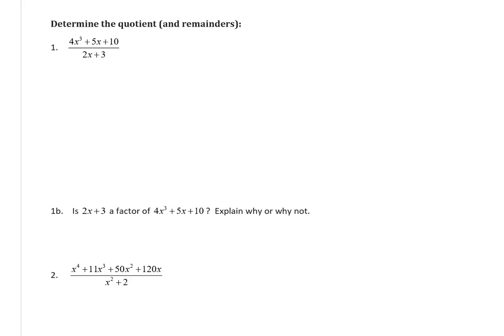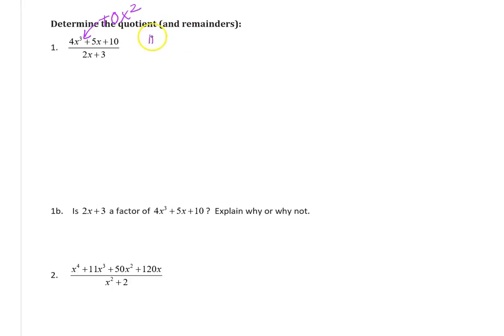If we're dividing something like 4x cubed plus 5x plus 10 divided by 2x plus 3, we've got to think of a couple things. First, look for any missing terms. I've got 4x cubed plus 5x. Technically, there's a plus 0x squared in there that I'll have to take into account when I do my setup.